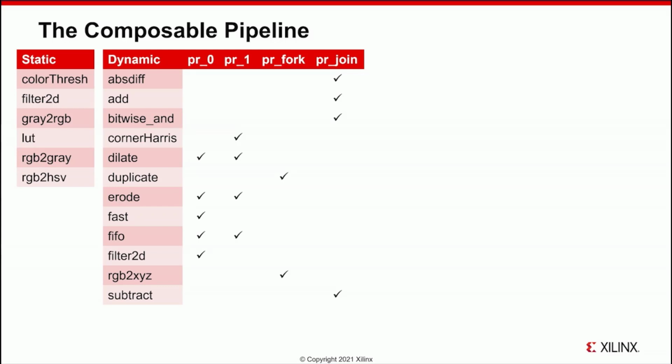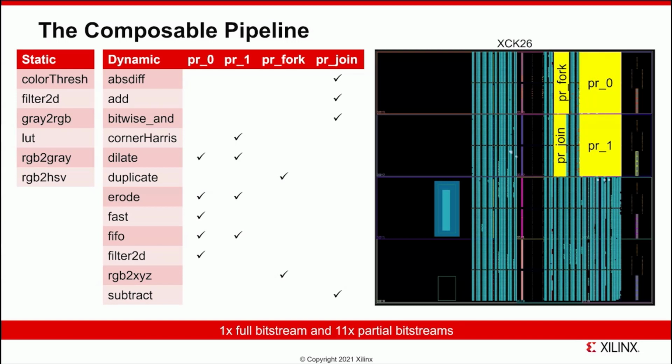Note that in the dynamic layer we have a second instance of filter 2D and two instances of dilate and erode. This is to support the difference of Gaussians and color detect applications respectively. For those curious hardware designers, the DFX floorplan for the Kria SOM device is shown on the right-hand side of the slide. As part of the composable video pipeline, we deliver one full bitstream and 11 partial bitstreams.